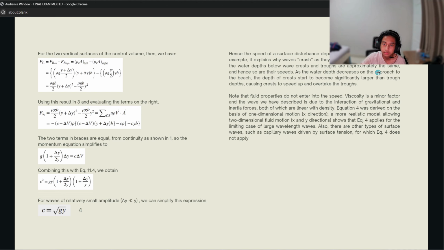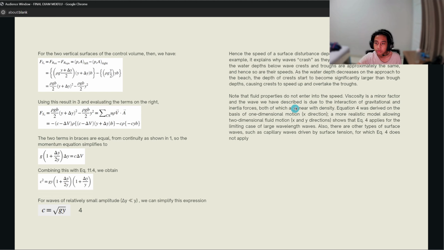For example, it explains why wave crests change as they approach the beach. Out at sea, the water depths below the wave crest and trough are approximately the same, and hence so are their speeds. As the depth decreases on the approach to the beach, the depth at the crest starts to become significantly larger than the trough depth. This causes the crest to speed up and overtake the trough.